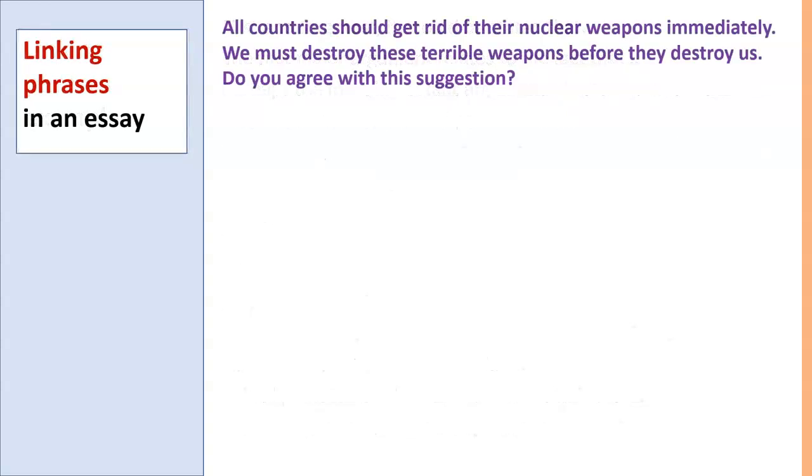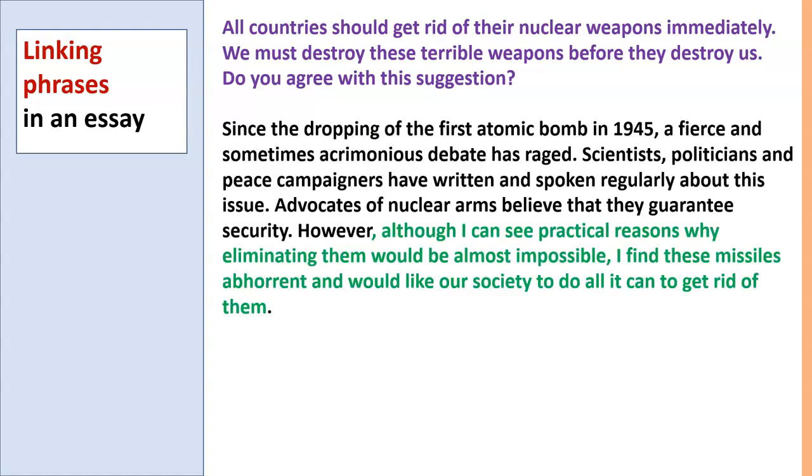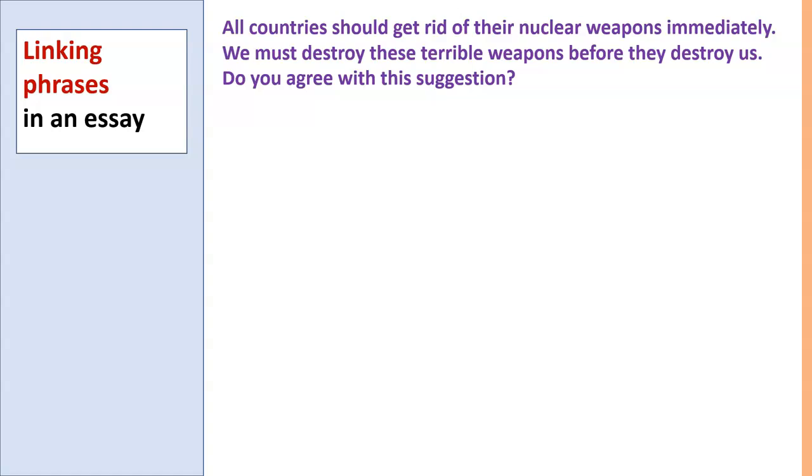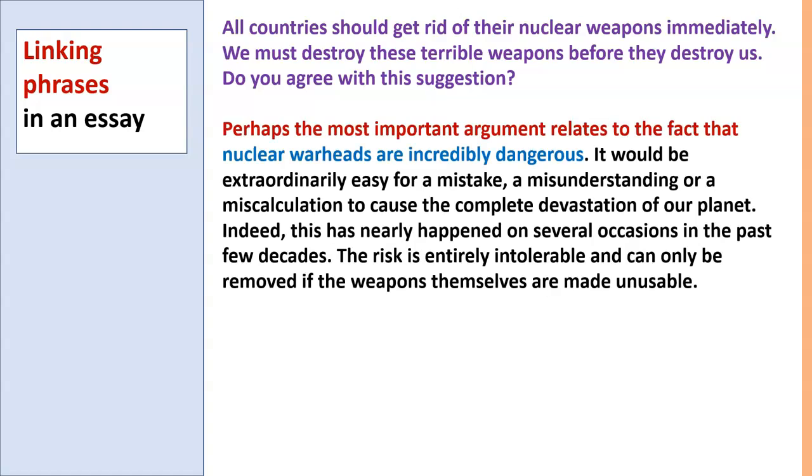Let's have a look at these linking phrases in action in an essay. So here we have an essay about nuclear weapons. Actually, this is a little bit longer than a normal IELTS essay, so we can give more examples of main body paragraphs. This is the introduction, which includes the thesis statement in green, and then we have the main body paragraphs, and here we have a main body paragraph with our linking phrase in red. Perhaps the most important argument relates to the fact that, and then we include our point.